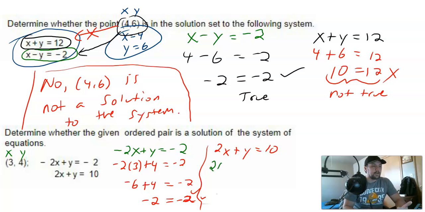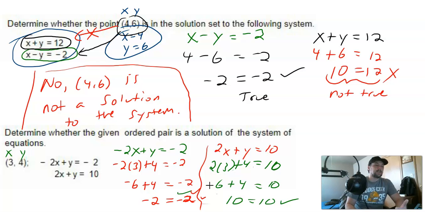We'll plug in 3 for x, and we'll plug in 4 for y here as well. And let's see what we get. We get 2 times 3, which is 6. 6 plus 4 is equal to 10. And so we get 10 equals 10. We got negative 2 equals negative 2.